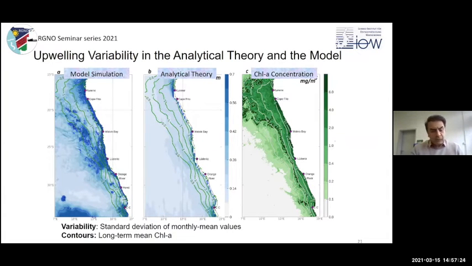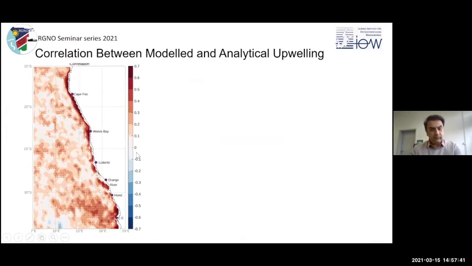But overall, the main message of this figure is this variability of Lüderitz and Walvis Bay and overall in the model, which cannot be captured by analytical theory. This figure shows the correlation between our analytical theory and the model on the correlation between upwelling.